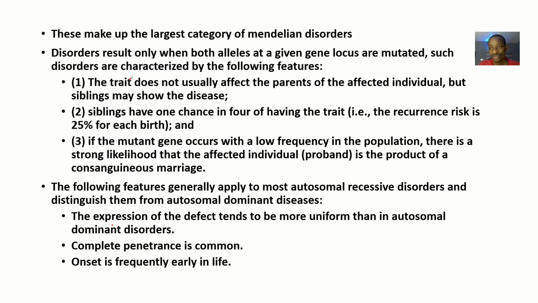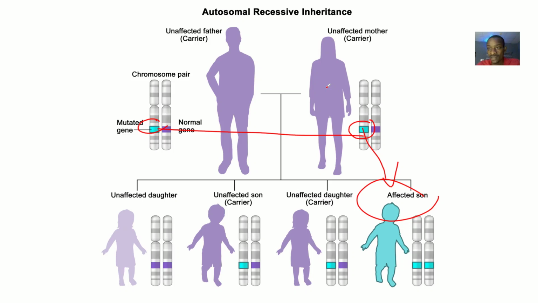We say that these autosomal recessive disorders make up the largest category of Mendelian disorders. These disorders will result only when both alleles at a given gene locus are mutated. Alright, so such disorders are characterized by the following features. The trait does not usually affect the parents. The parents are just carriers. So none of the parents actually has it.